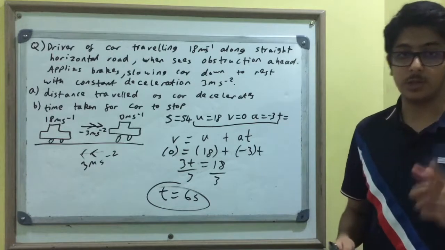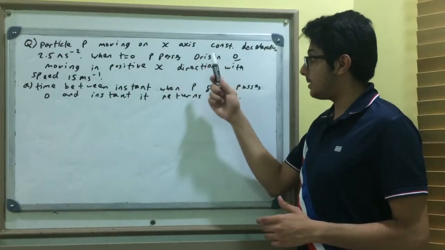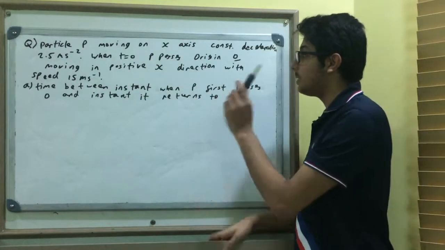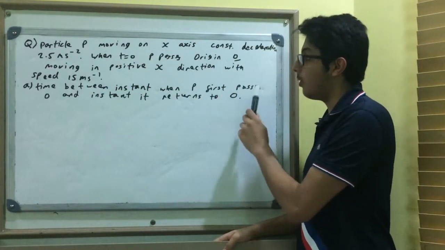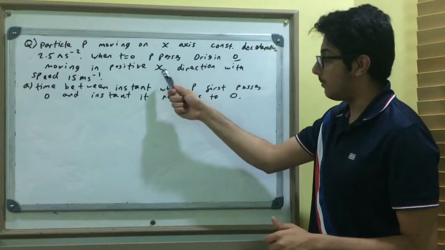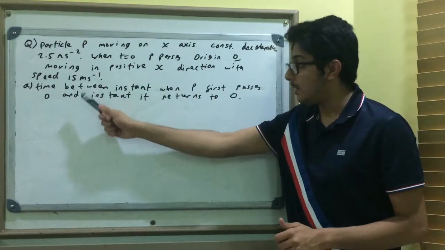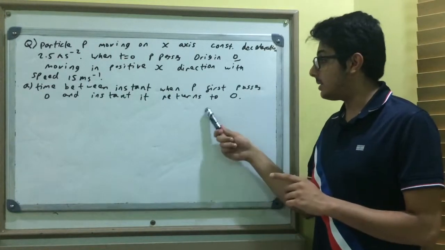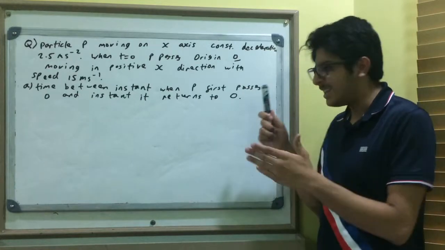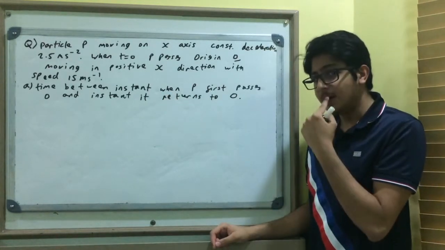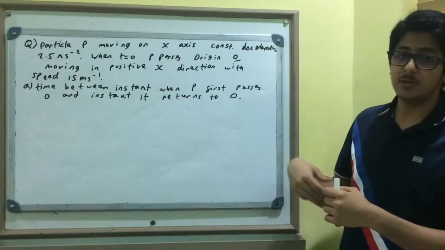Now onto the final question. Particle P is moving on the x-axis with a constant deceleration of 2.5 meters per second squared. When time is 0, P passes the origin O, moving in the positive x direction with speed 15 meters per second. So I want you to find A, the time between the instant when P first passes O and the instant it returns to O. What? Returns to O? How the hell does it reverse? Well, let me explain it to you.